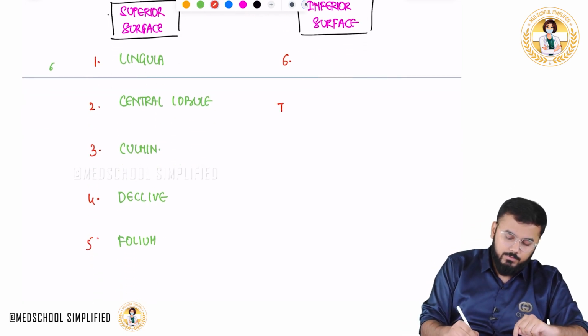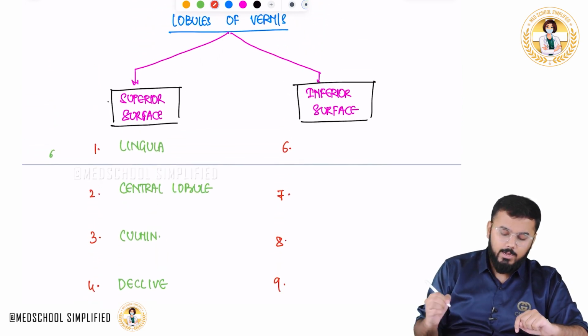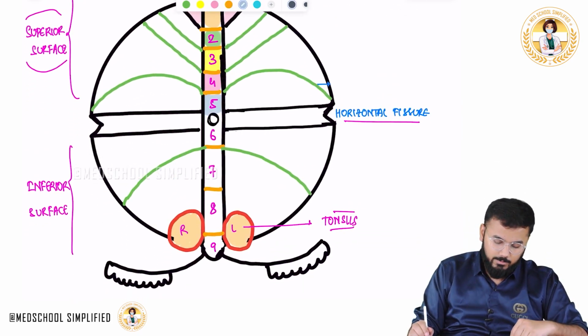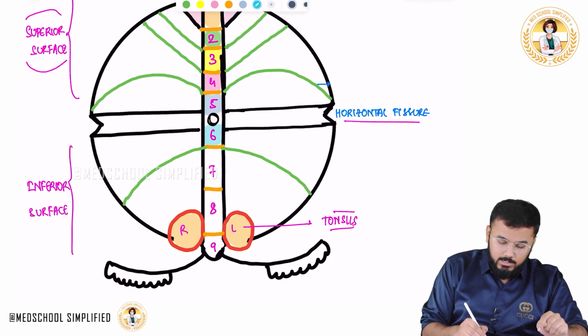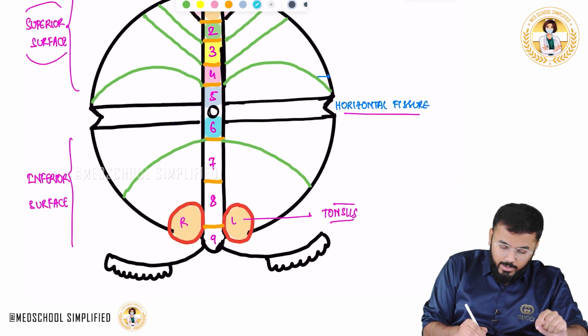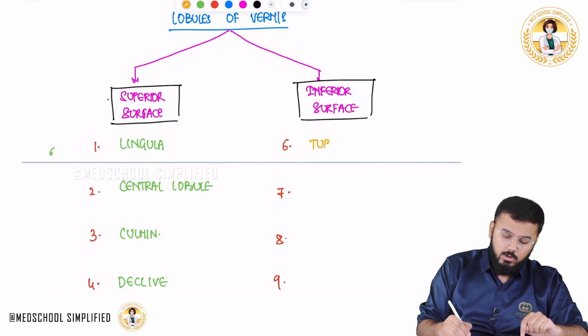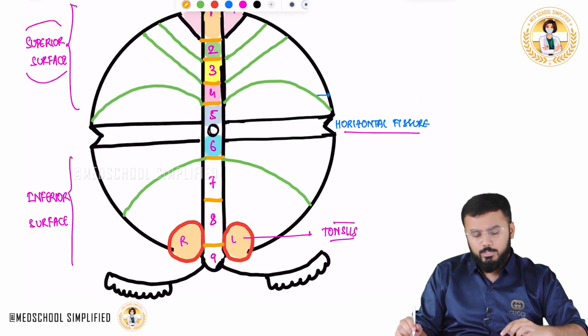The inferior surface of the vermis has lobules 6, 7, 8 and 9. So what are the lobules present on the inferior surface? For example, lobule number 6. When you look at lobule number 6, this part is called tuber. Lobule number 6 is called tuber.